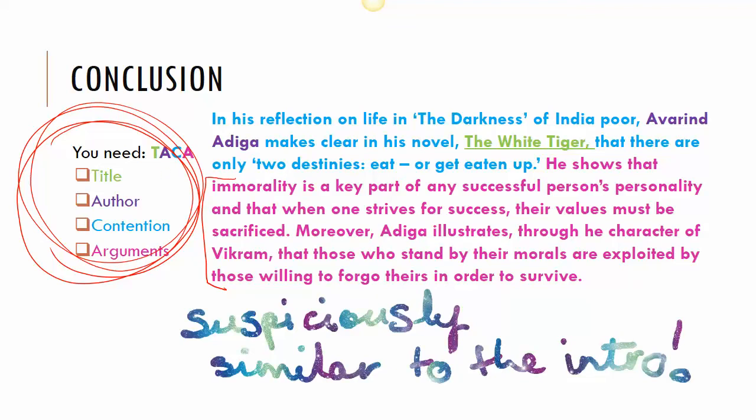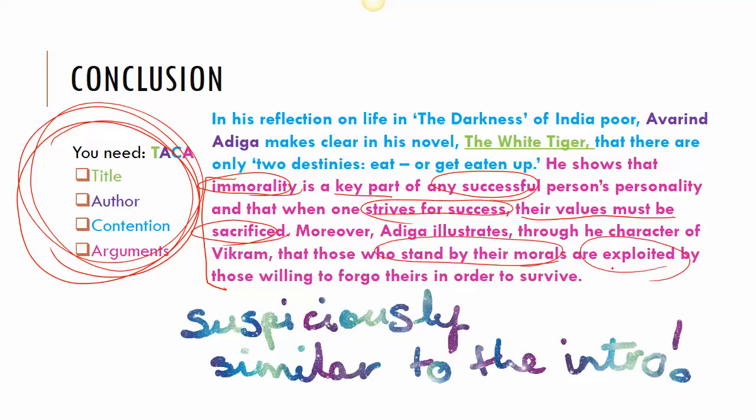Now, let's go back and find those keywords, because the conclusion needs those keywords too. So, where have I got them? Two destinies, eat or get eaten up. He shows that immorality is a key part of successful, and if one strives for success, their values must be sacrificed. And then those who are willing to stand by their morals are exploited by those willing to forgo theirs to survive. Okay, so that's done and dusted. That is literally all you have to write for a conclusion.